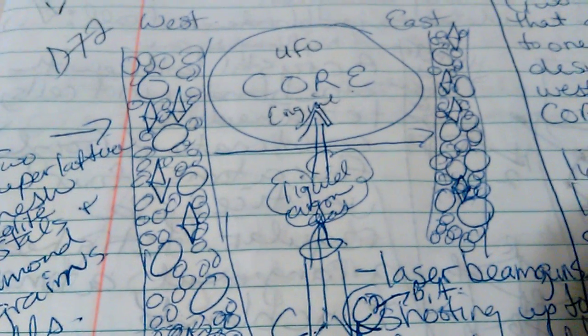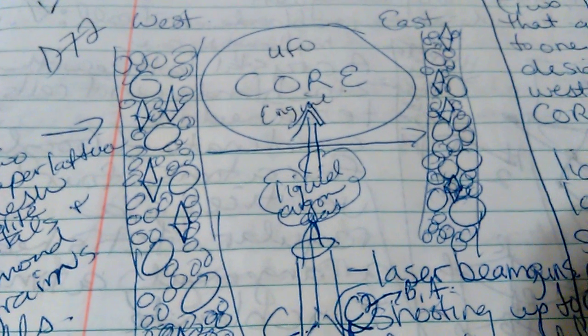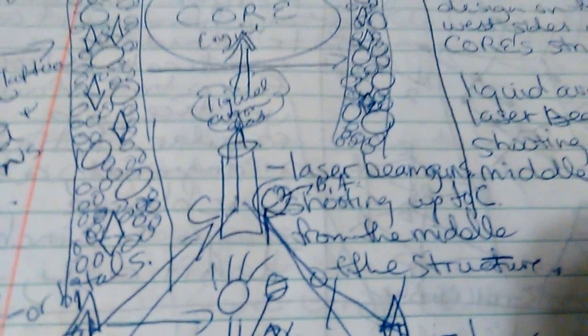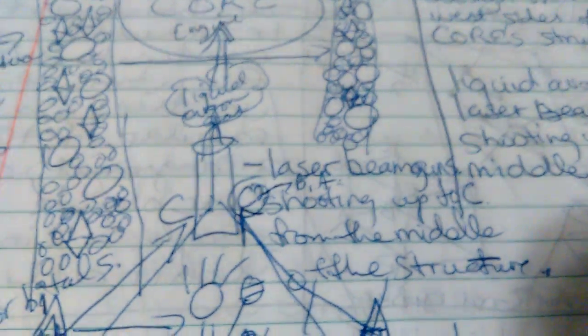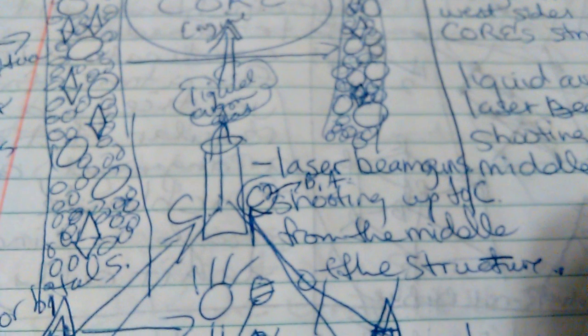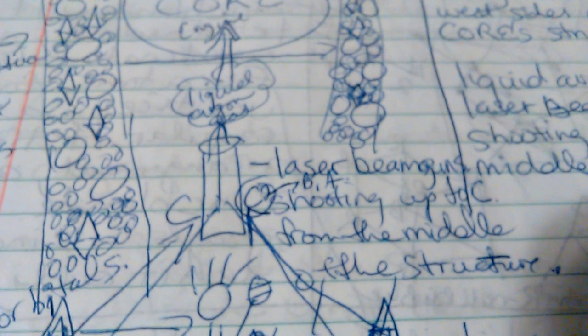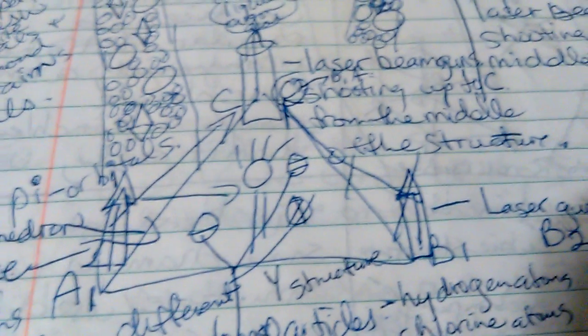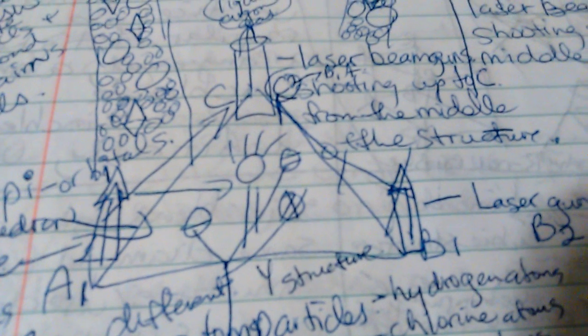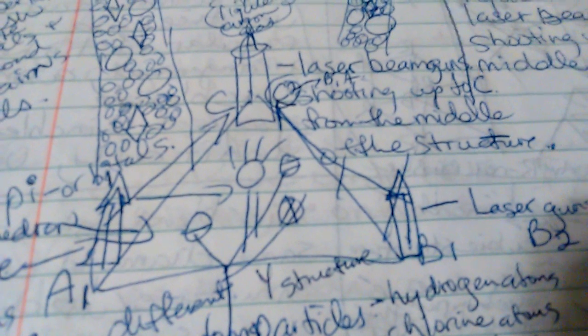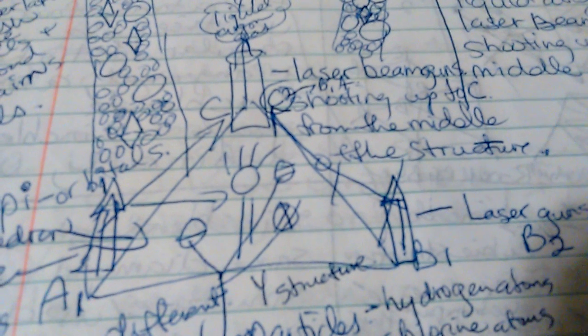Then you have liquid argon gas going up a laser beam. So the laser beam guns are in the middle of this Y structure, and it shows you the way it shoots. Shooting up, B and A shoot up to C from the middle of the structure. So we're looking at the tetrahedron triangle, and you can see A1 on the left, B1 on the right, and then C at the top.